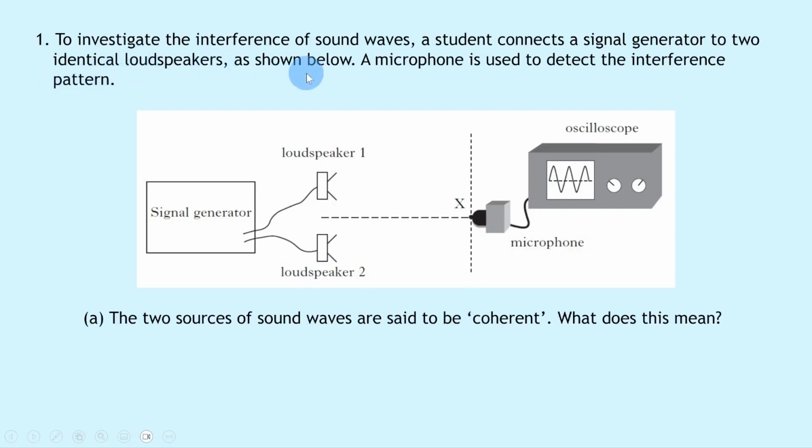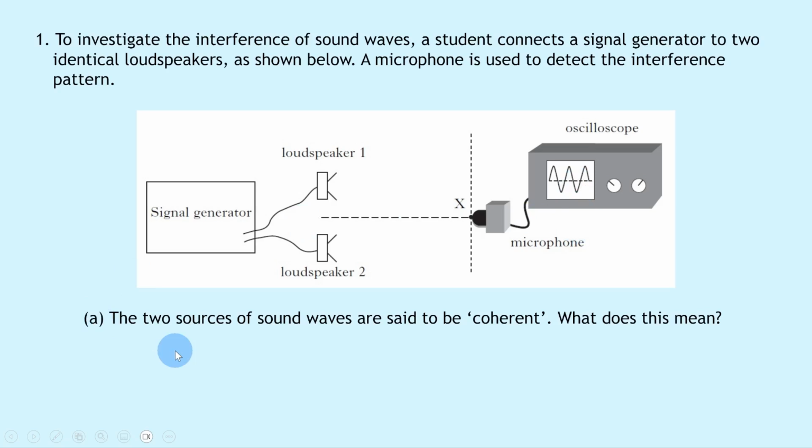So let's get started. Question 1 says, to investigate the interference of sound waves, a student connects a signal generator to 2 identical loudspeakers, as shown below. A microphone is used to detect the interference pattern. So here's your signal generator, loudspeaker 1 and loudspeaker 2, and we've then got a microphone connected to an oscilloscope where we can use the microphone and the wave pattern on the oscilloscope to detect the strength of the sound signal.